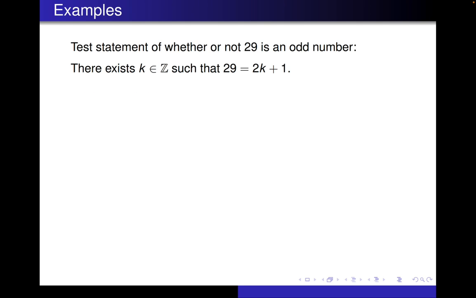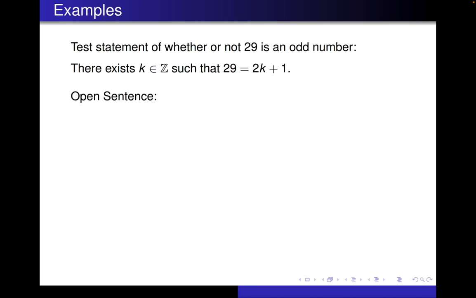Notice that the sentence "there exists k in Z such that 29 equals 2k plus 1" is a statement. It is either true, and that would mean that 29 is an odd number, or it's false, which would mean 29 is not an odd number. Now, it happens to be true. If you plug in k equals 14, then you get 2k plus 1 equals 29, and so 29 is an odd number. But the most important thing that I want you to note here is that it is a statement.